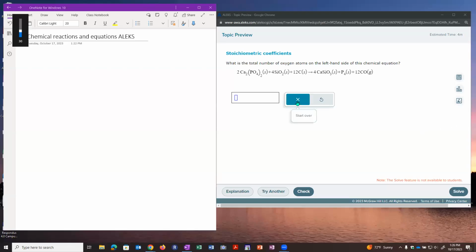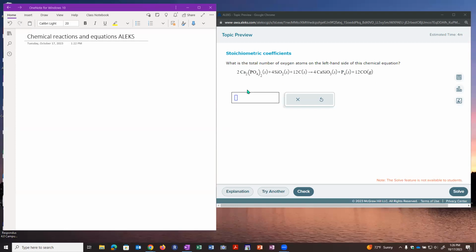All right, so in this video, we're going to take a look at some of the ALEKS topics from the chemical reactions and chemical equations. First question takes a look at stoichiometric coefficients, and it asks you what is the total number of oxygen atoms on the left-hand side of this chemical equation.